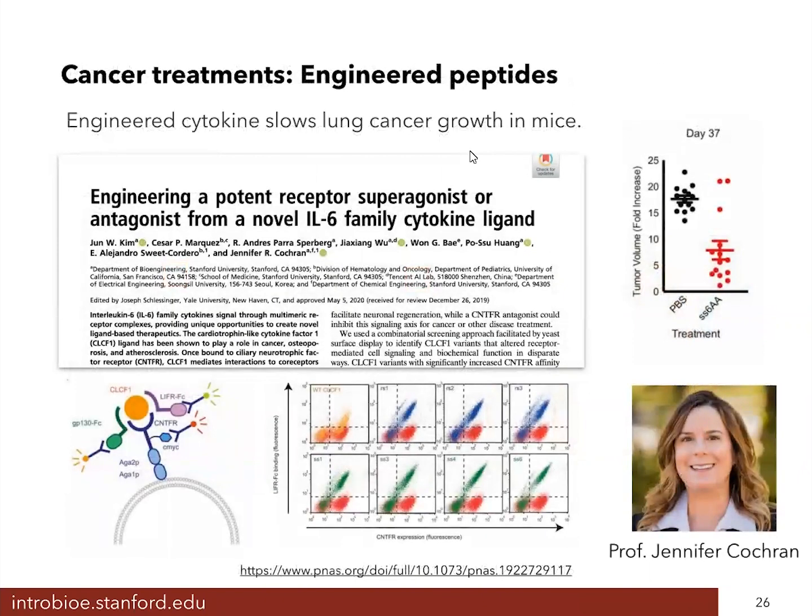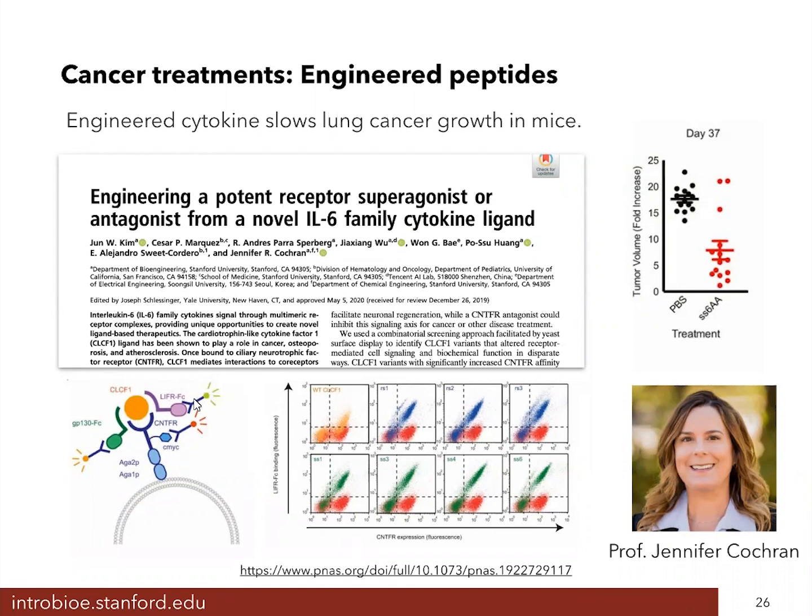Okay, cancer treatments. How do we actually treat cancer? How can we do this better than we're currently doing it? Here's an example from another Stanford bioengineering professor's lab. This is Professor Jennifer Cochran. They recently engineered a novel cytokine ligand in order to slow down cancer cell growth in mice. And so what they did was engineer this cytokine CLCF1 in order to have tighter affinity for one of its binding partners.